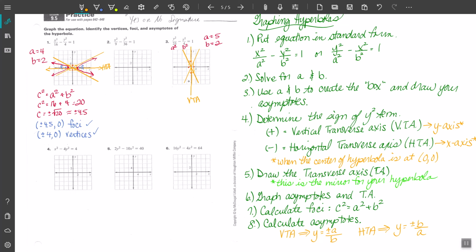If my transverse axis, the mirror that I'm making this hyperbola around, is the y-axis, then that means this is going to open up and down. So this is my vertex then, right here, this point I used from a, this 5. So I'm going to start there and go up, and then I'm going to come down here and start at that vertex again and come down.